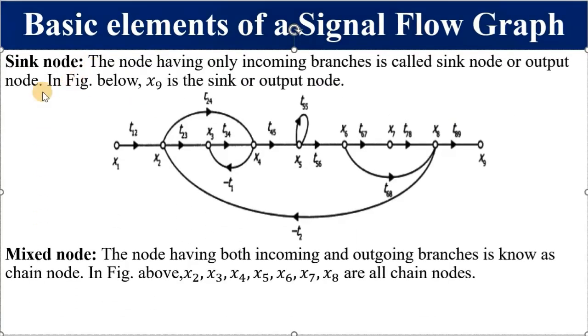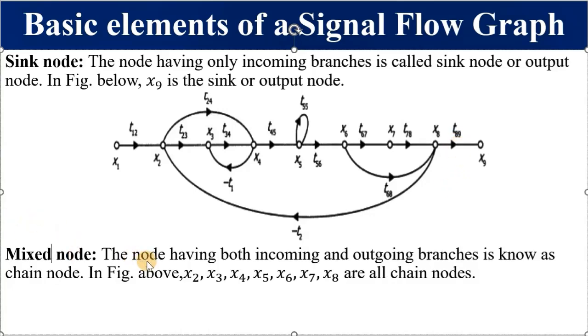What is a sink node? Another name for a sink node is an output node. A node having only incoming branches is known as a sink node or an output node. Let us identify a sink node or output node. That is x9. x9 is our output node. Why? Because it has only incoming branches.